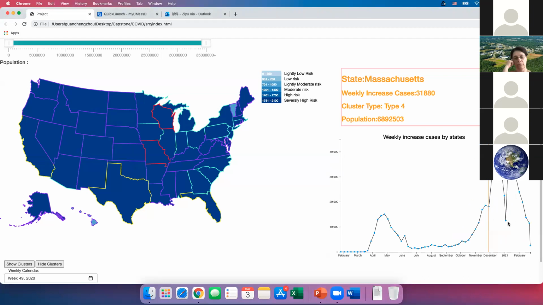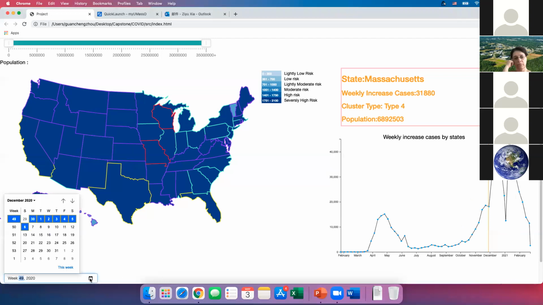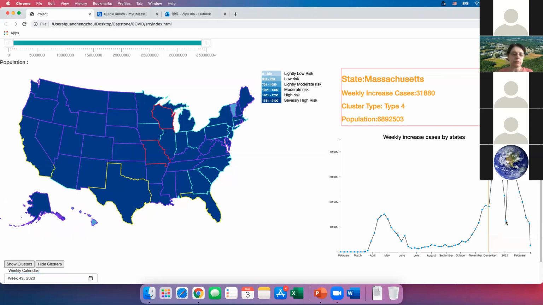Like here, you see this. Maybe my coding skill is not very good, because here is the last week of 2020, and in 2021, the first, second, and third day, they use this point to show it. So yes, there are some little things to fix. Great, thank you.